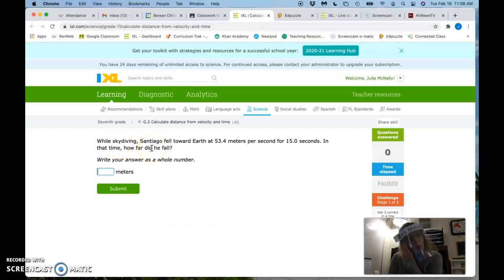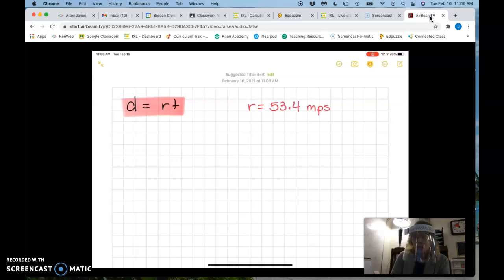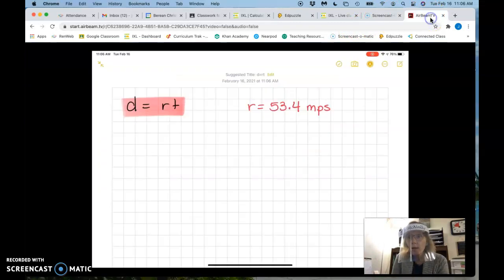It says, while skydiving, Santiago fell toward Earth at 53.4 meters per second. So remember, if you see miles per hour, meters per second, that is your speed, your rate, or your velocity. Okay, so if I go over here, my rate is 53.4 meters per second. Okay? And he fell for 15 seconds. So that is my time.